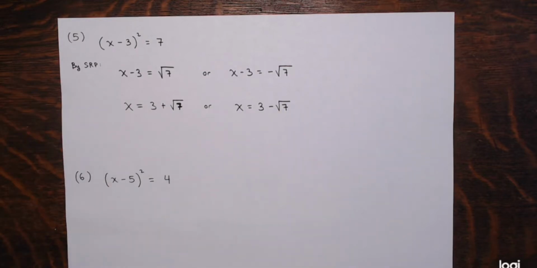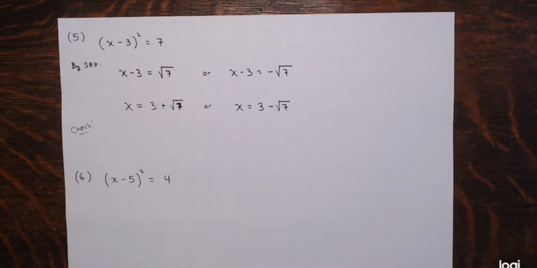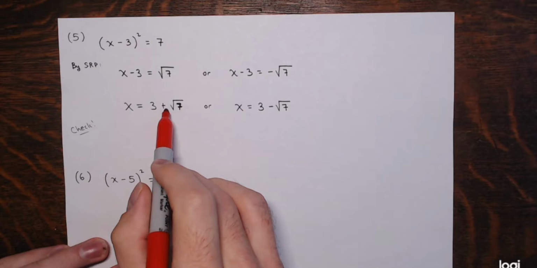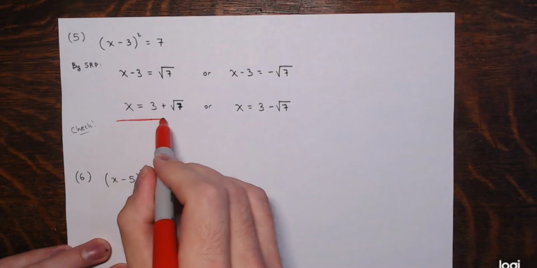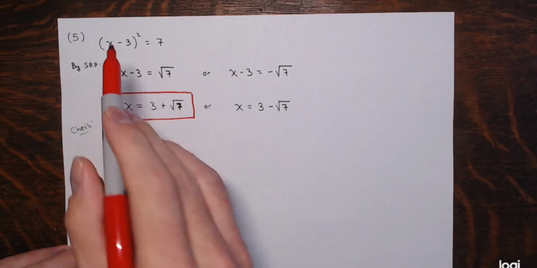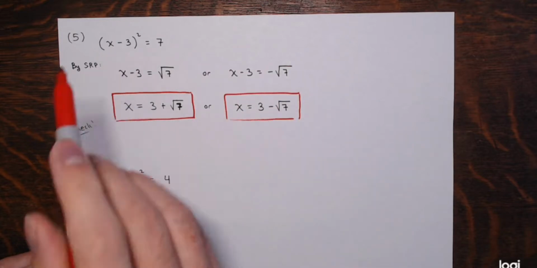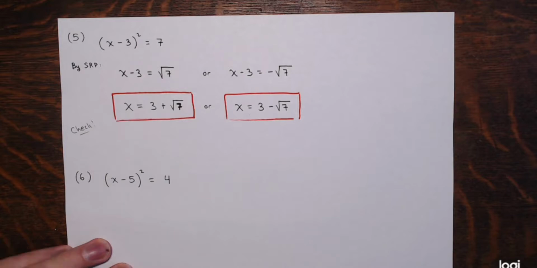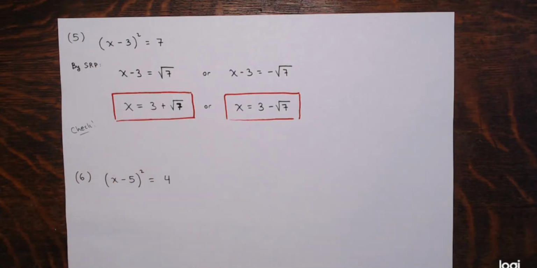And again, don't forget, I'll always say this: for equation solving, check your solutions. Plug these back into the original equation, and you should end up with 7 equals 7. This one will give you the square root of 7 squared equals 7. That's true. And this one will give you negative square root of 7 squared, which would be positive 7, and both of them work. And if you want to consolidate it, you can write x equals 3 plus or minus the square root of 7. Just understand that that means there are two solutions, one with the plus, one with the minus.